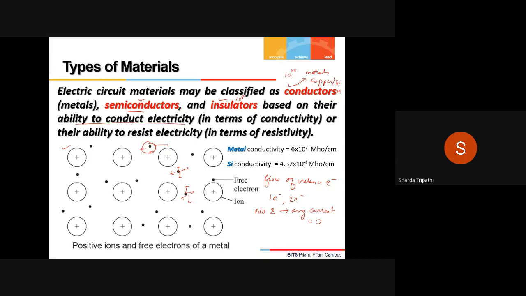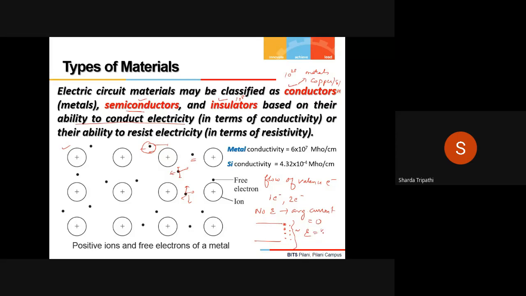But what will happen if I apply some electric field? If I apply a certain electric field, these electrons start aligning in a particular direction depending upon the polarity of the applied voltage. They will try to move to one of the extremes of the conducting material, and because of this applied voltage and this alignment of the electrons that is created, you develop an electric field across the metal.